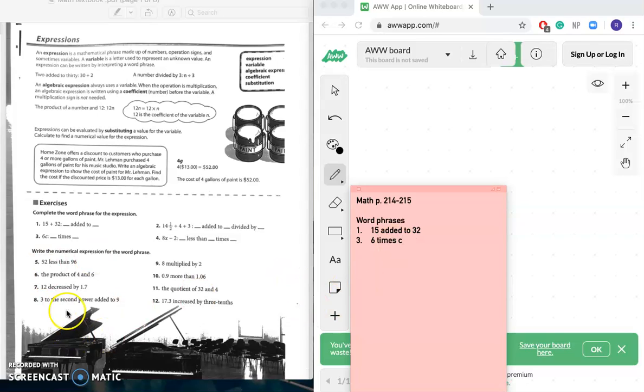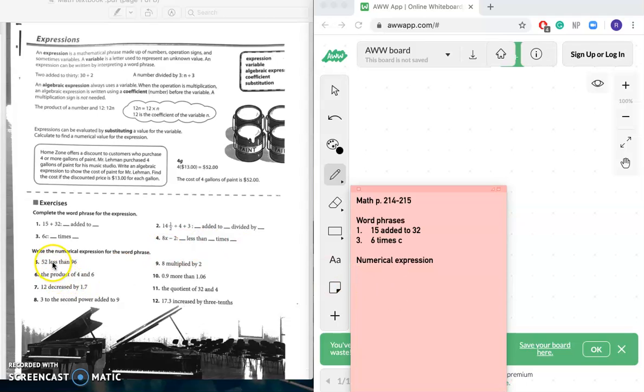All right, let's move on to the next section. So again, I want you guys to try this one on your own. And during our Zoom sessions, we can kind of talk about it. Write the numerical expression for the word phrase. So this time we're writing the numerical expression, so the math equation.